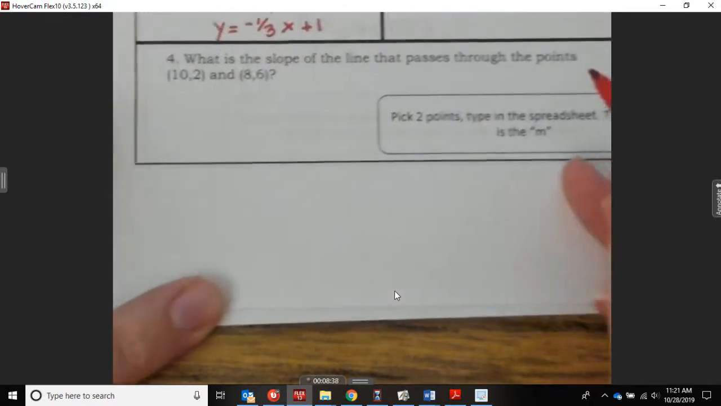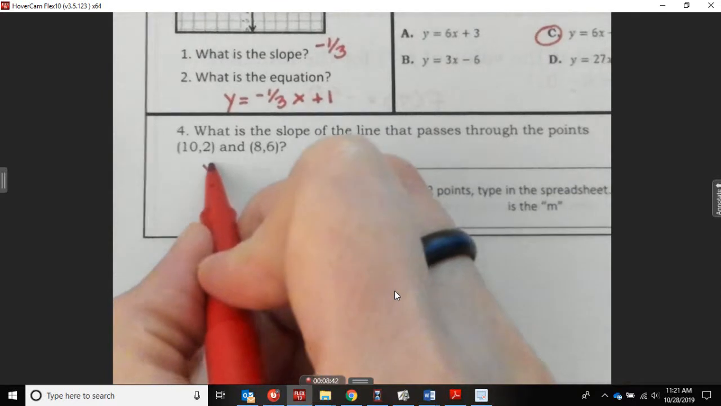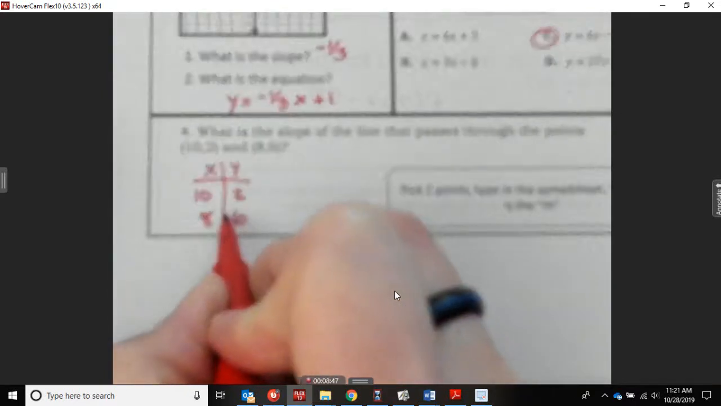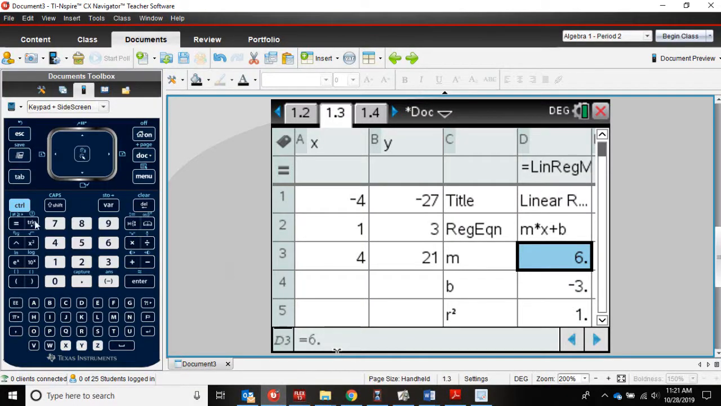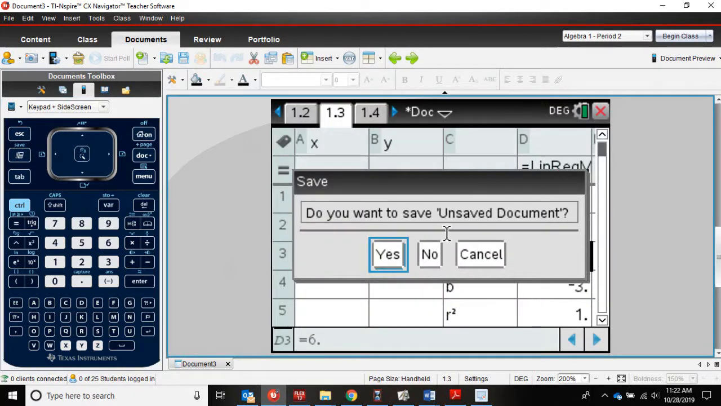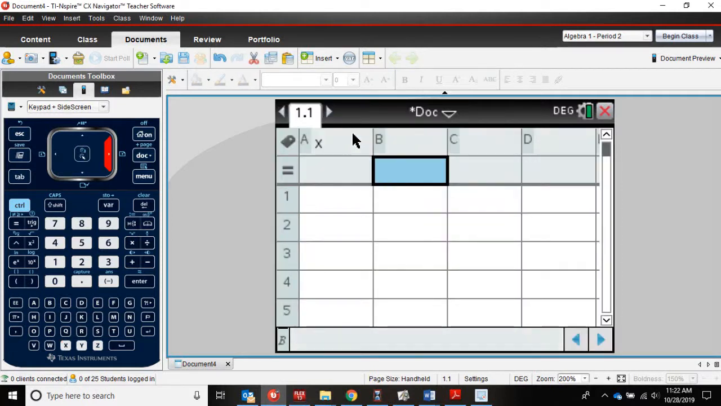All right, and the last one, slope between 2 points. When you find those 2 points, you need to write them out. 10, 2, 8, 6. And the reason that you need to write them out is that way you put them in the calculator correctly. At this point, I am going to just start all the way over, new document, and list and spreadsheet. So I'm going to put my x and my y, and then I'm going to put my points. So I had 10 and 8 and 2 and 6.